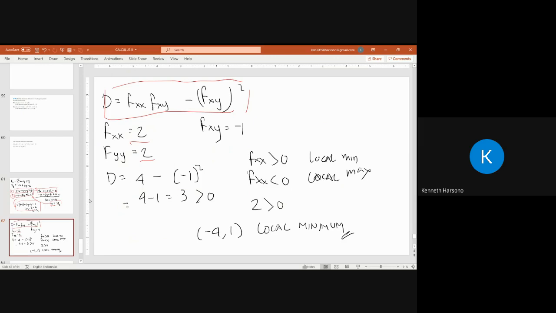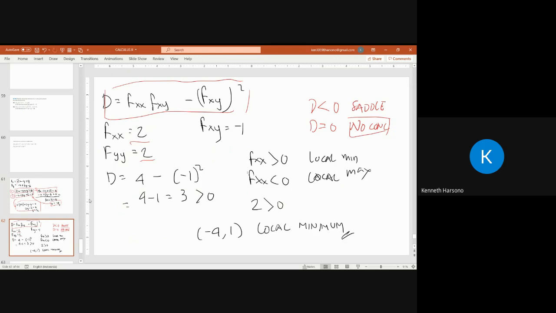When the t is greater than 0, then you have to check the fxx. If fxx is greater than 0, then it's a local minimum, and if fxx is lower than 0, then it's a local maximum. If t is smaller than 0, then it's a saddle point, right? And if t is equal to 0, there's no conclusion, so you cannot decide if it's a local minimum, maximum, or saddle.